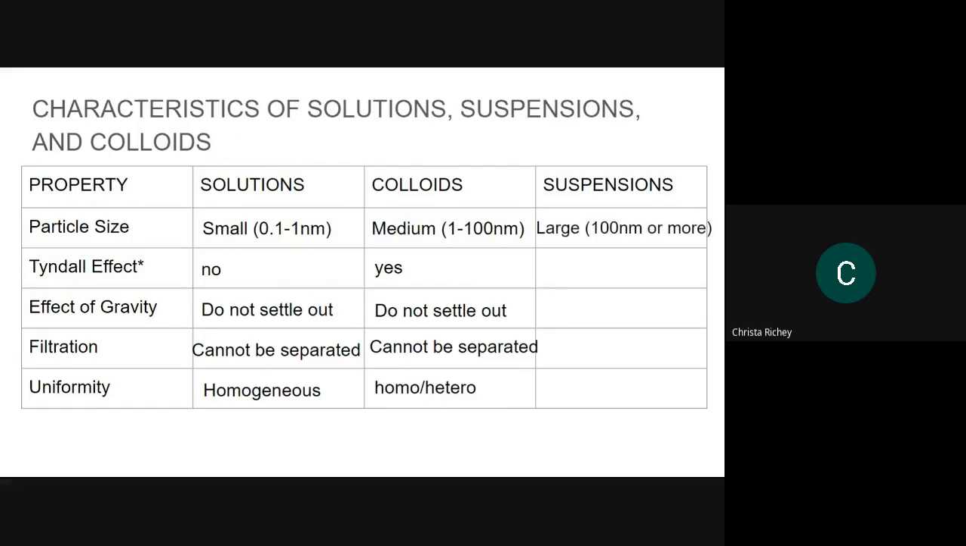Suspensions are going to be your largest particles, from 100 nanometers and larger. No Tyndall effect. They do settle. You can use a filter, and they're heterogeneous.